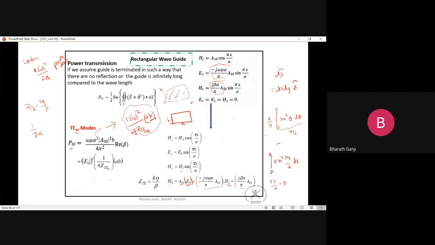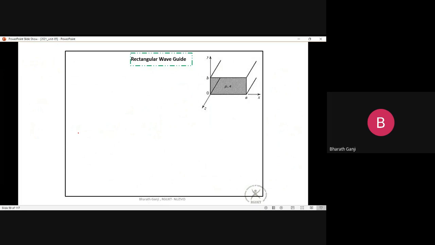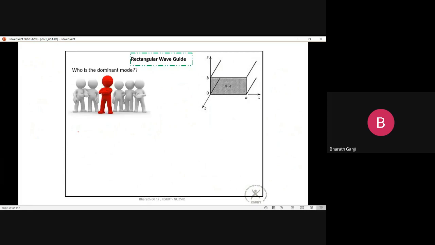So why do we talk a lot about the TE10 mode? Because inside a waveguide the question is who is the dominant mode. Okay, so what is the definition of a dominant mode? A dominant mode is a mode which has the lowest cutoff frequency. We call a particular mode a dominant mode when its cutoff frequency is the lowest. Okay, so what is the lowest cutoff frequency in a rectangular waveguide?